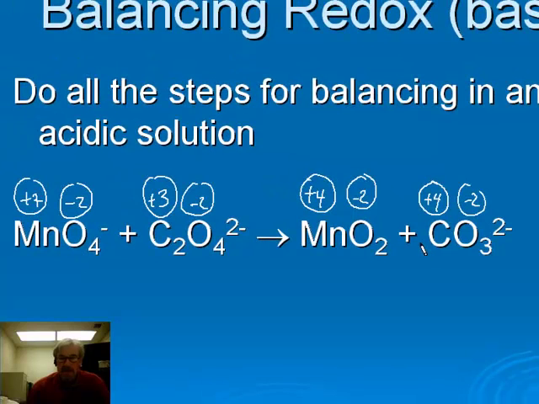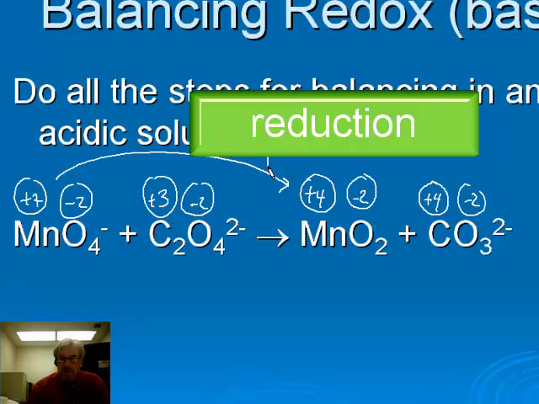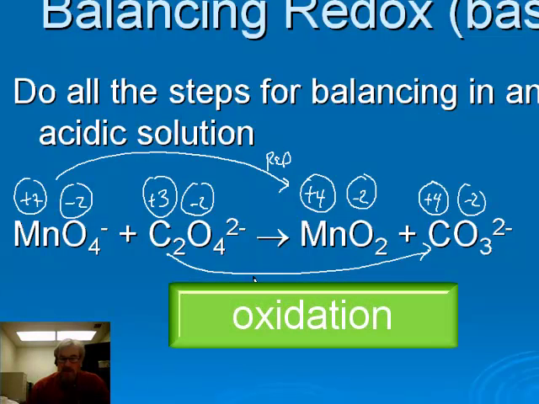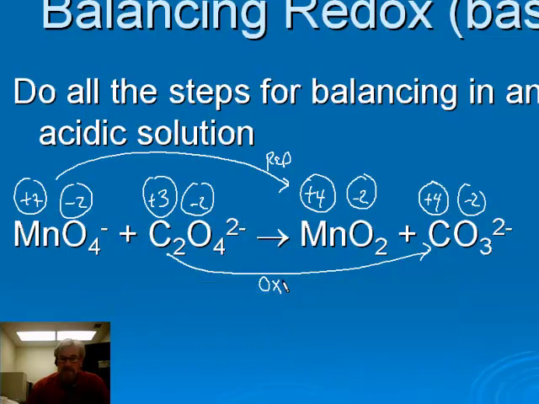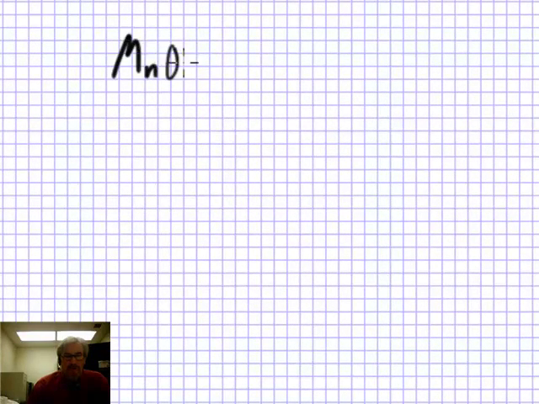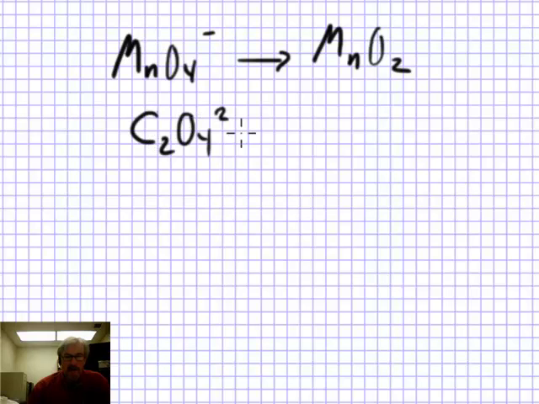So we can identify the half reactions here. Manganese is going from +7 in permanganate to +4 in MnO2. So that is a reduction. And carbon is going from +3 to +4 when it becomes carbonate from oxalate. So that's the oxidation half reaction. So let's set up our half reactions and continue to balance. So one half reaction is MnO4- becoming MnO2. That was my reduction half reaction. And the other one was oxalate, C2O4 2- becoming carbonate, CO3 2-.